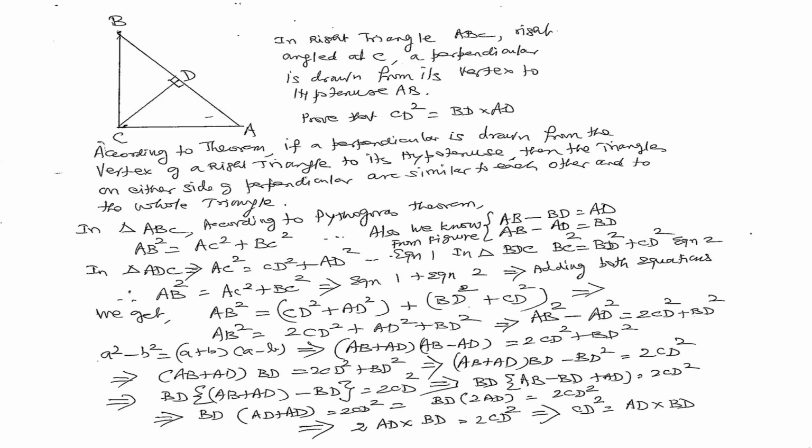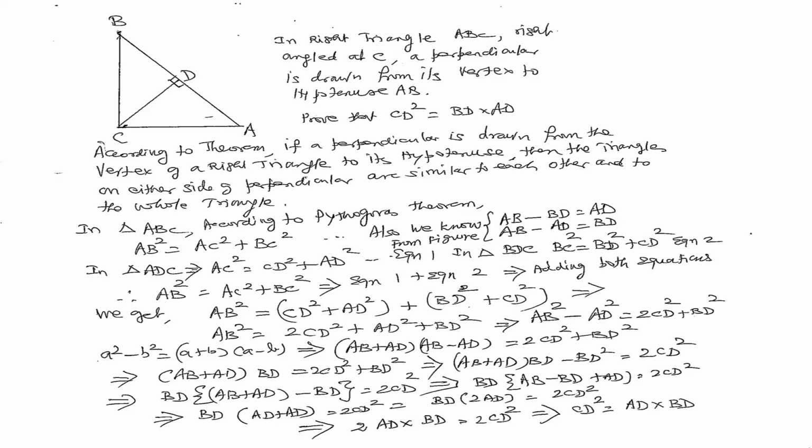Adding equation 1 and equation 2 simultaneously, we get AB squared within bracket CD squared plus AD squared plus BD squared plus CD squared within bracket. Therefore, AB squared is equal to 2CD squared plus AD squared plus BD squared. So, AB squared minus AD squared is equal to 2CD squared plus BD squared. Applying the identity a squared minus b squared equals a plus b into a minus b to AB squared minus AD squared, we get AB plus AD multiplied by AB minus AD is equal to 2CD squared plus BD squared.